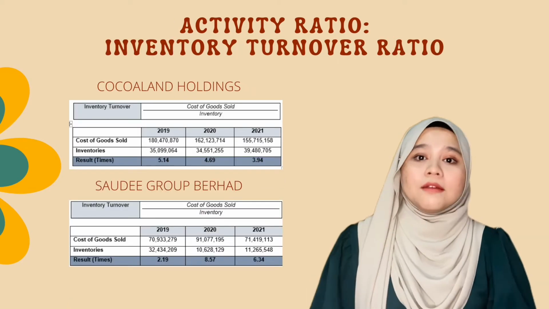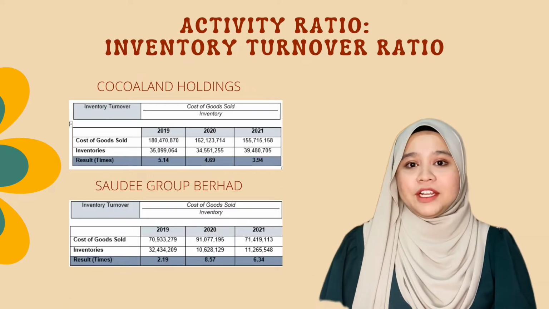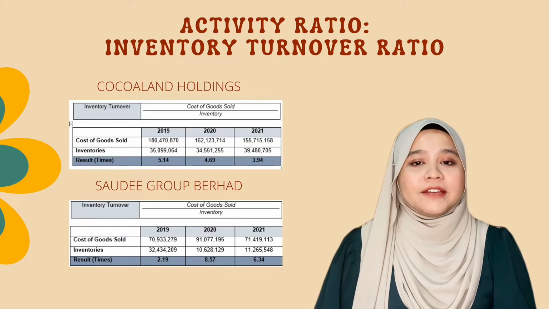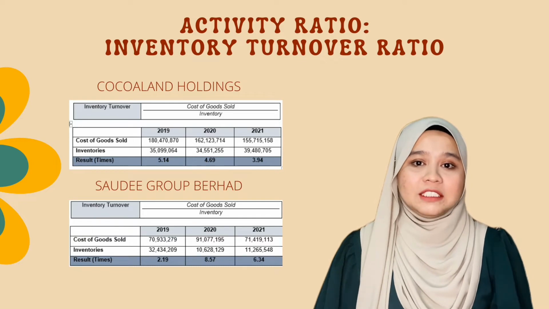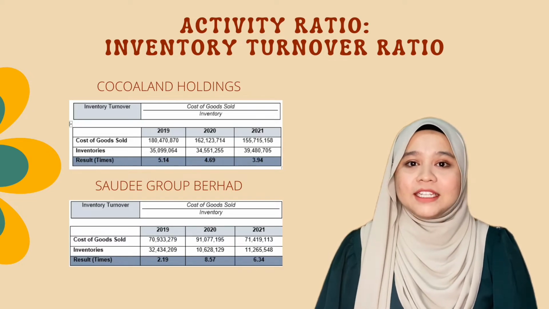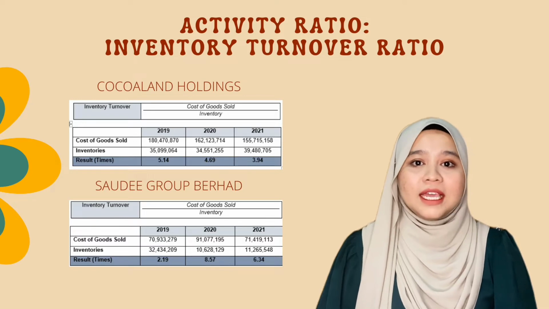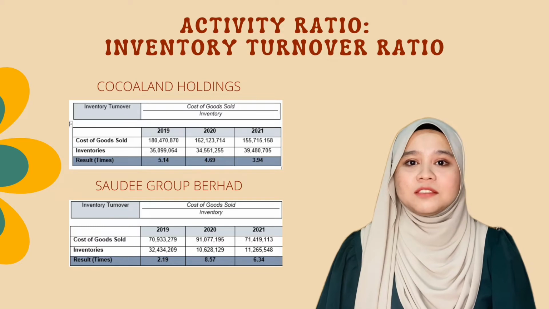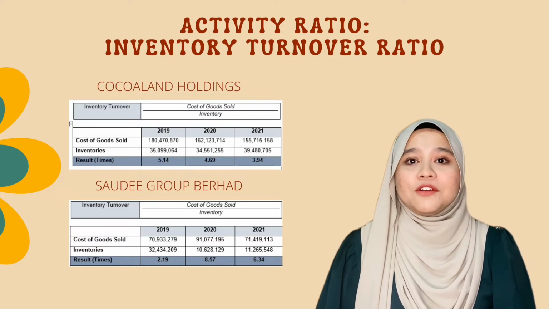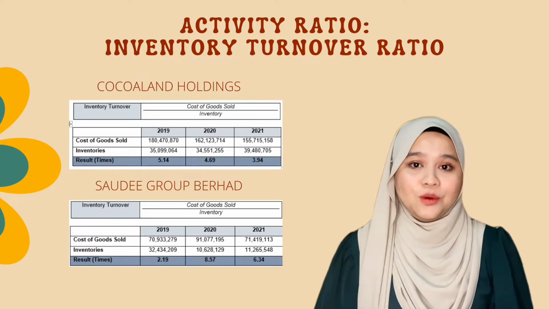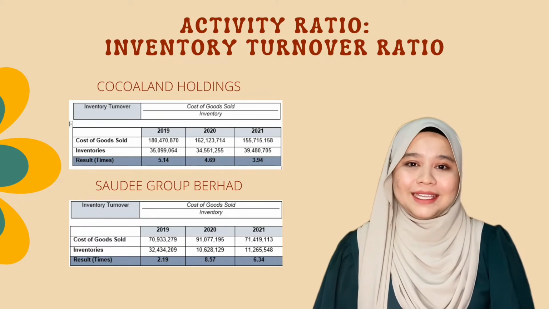For the second trend analysis, it is activity ratio. For this activity ratio, I chose inventory turnover and average collection period. Inventory turnover, as we can see, has decreased from 2019 until 2021 for Kokwalin. For the Saudi Group in 2019, it got 2.19 times, and for 2020, it increased to 8.57 times and decreased back in 2021 with 6.24 times. As we can see, Saudi Group made a good inventory turnover in 2020, whereas the higher the ratio, the better the company's productivity.